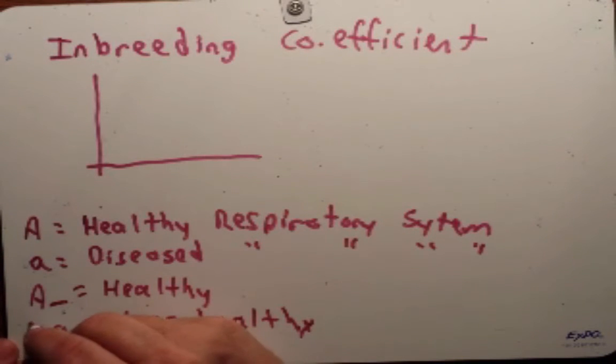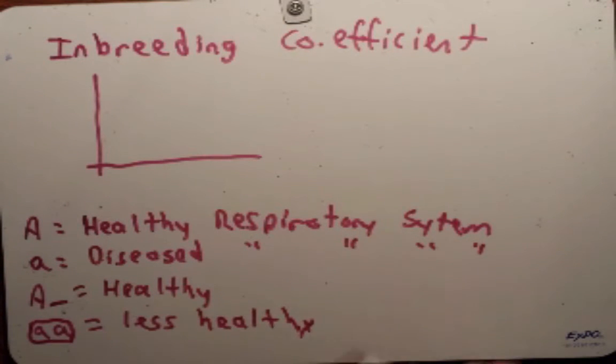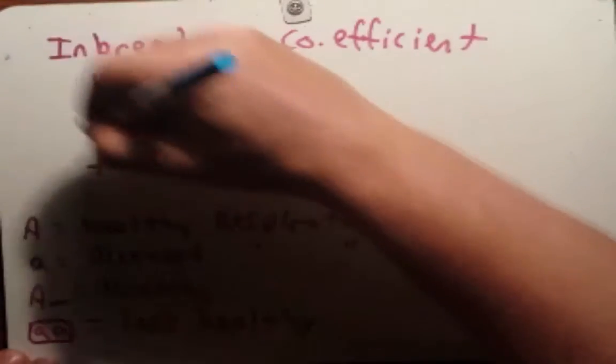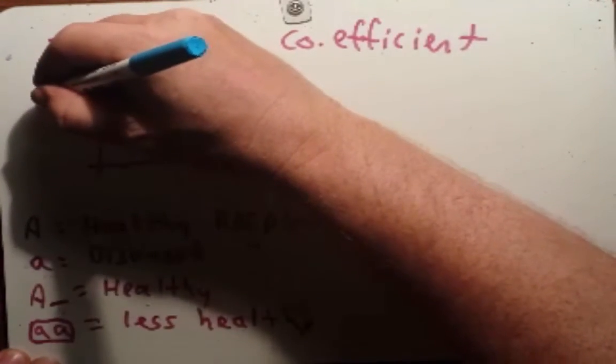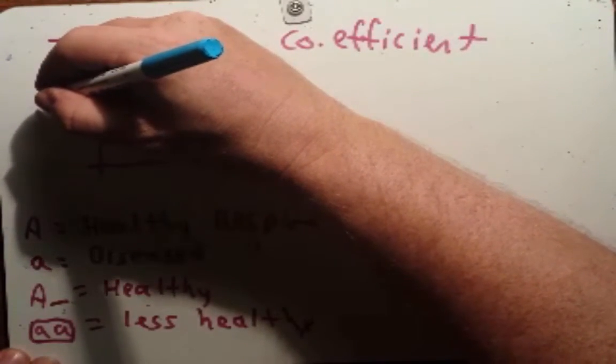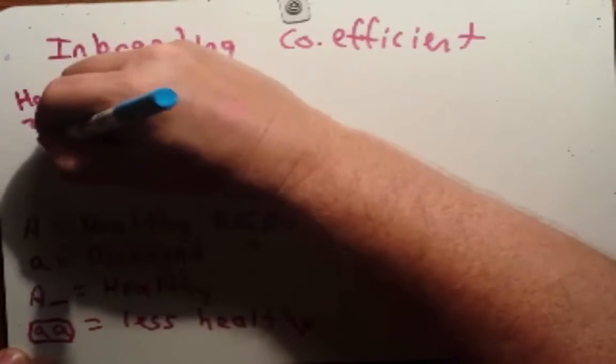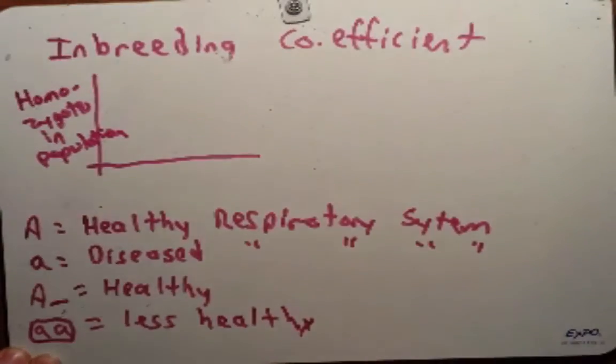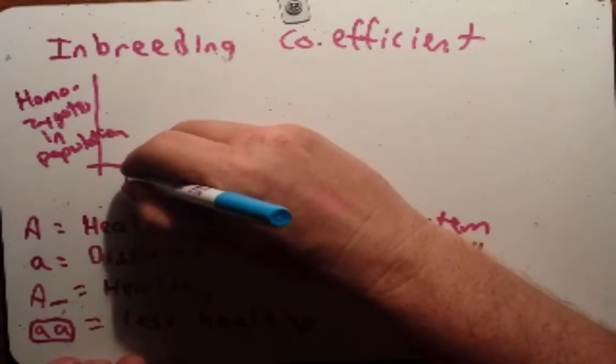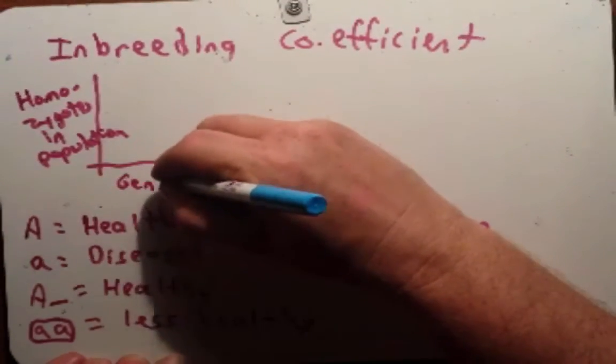We want to make sure, if you're interested in this population, which we are, we want to make sure the homozygotes stay low. And we see when we have inbreeding, we have an increase in homozygotes. And that's what I'd like to try to explain to you. And over here I'm going to draw this, and finish drawing this graph here. And along the vertical axis we have homozygotes in the population. Along the horizontal axis we have the generation of breeding. So we'll just put generation.